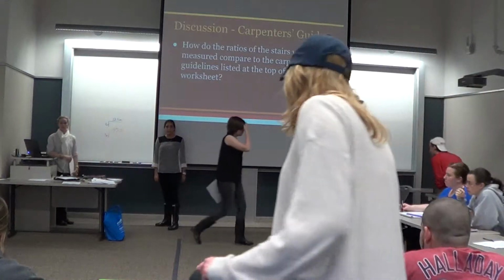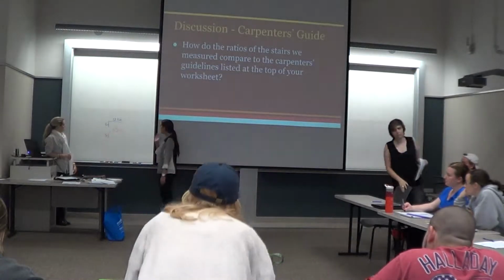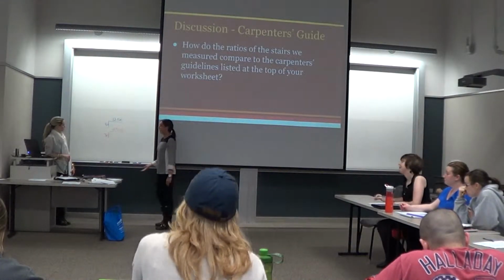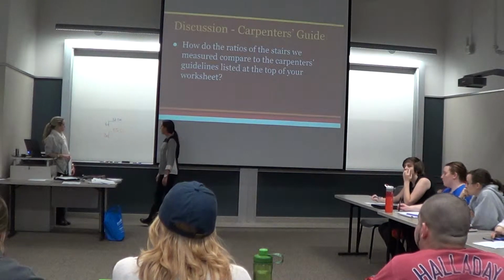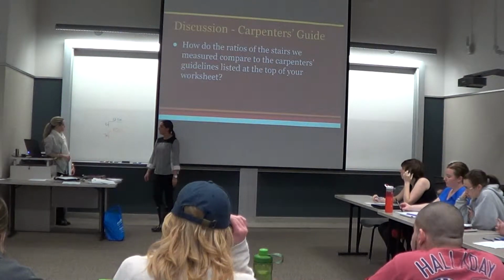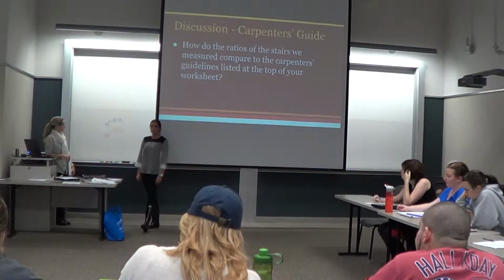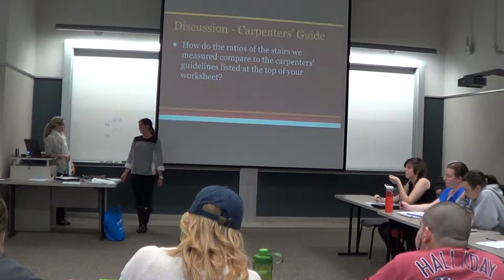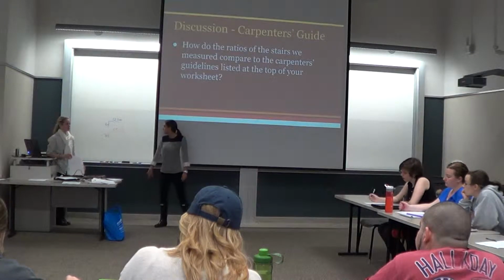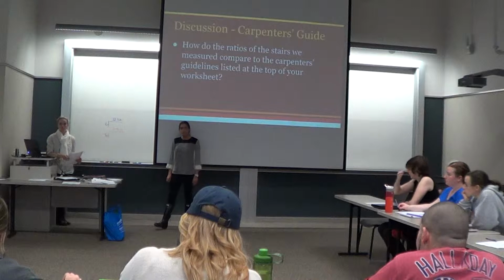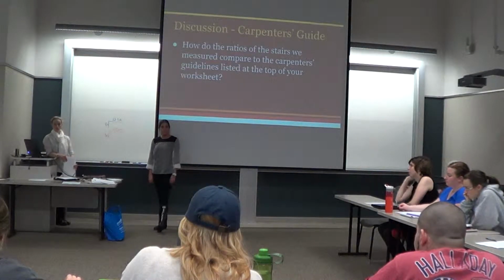Okay, so as you can see, we have 2 different drawings, different sets of stairs, like we were saying before. Stairs have different steepness, but looking back at the worksheet and what we know about the carpenter's ratio, what can we assume or infer from this information? Do they fit the carpenter's guidelines or not?